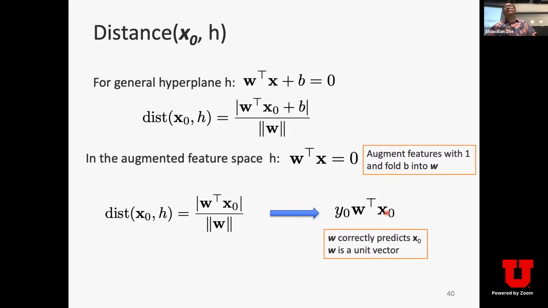In that case, we can now use this to calculate distance. Here we are assuming that your W can correctly predict the label of X0. Further, if we assume that W is normalized, that means W is a unit vector, we know that this denominator is simply 1. Then the distance will be simply Y0 W transpose X0. Just keep that in your mind.